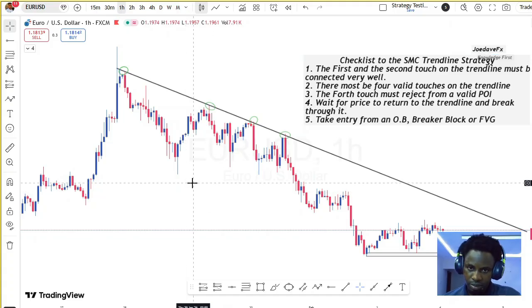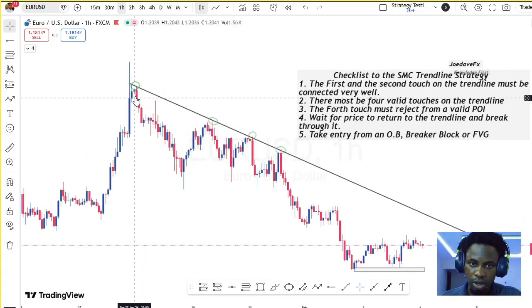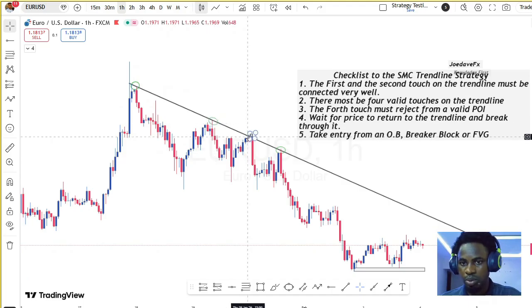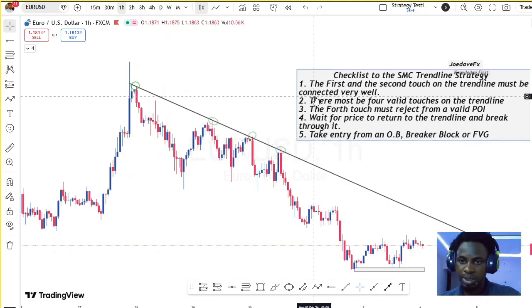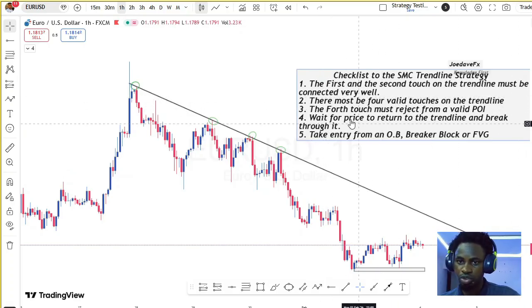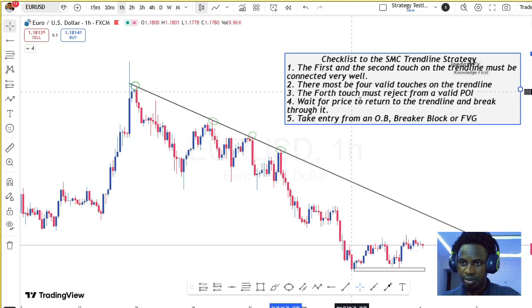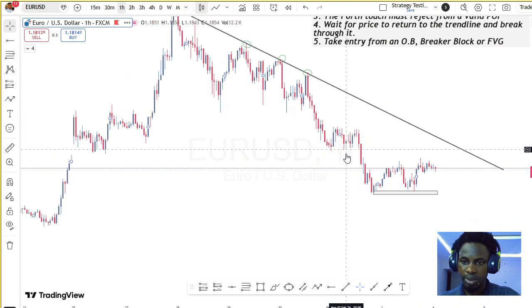All right, so now let's get back into this video. On EUR/USD, we had the first touch here, the second one here, and the third and the fourth. So the fourth touch is completed now. Going to point number two, there must be four valid touches on the trend line, which we are very correct about. And point number three says the fourth touch must reject from a very valid PO high.